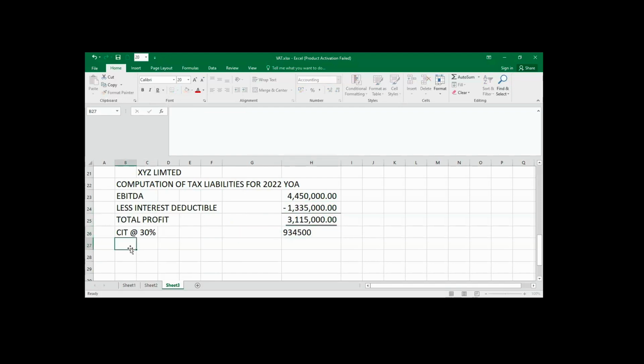You are also expected to calculate another tax, which is your tertiary education tax, depending on the year of assessment. If you go to the back of your question paper, it is either 2%, 2.5% or 3%. For 2022 year of assessment, it is 2.5%. So tertiary education tax at 2.5% of assessable profit of 3,115,000 should give us 77,875.